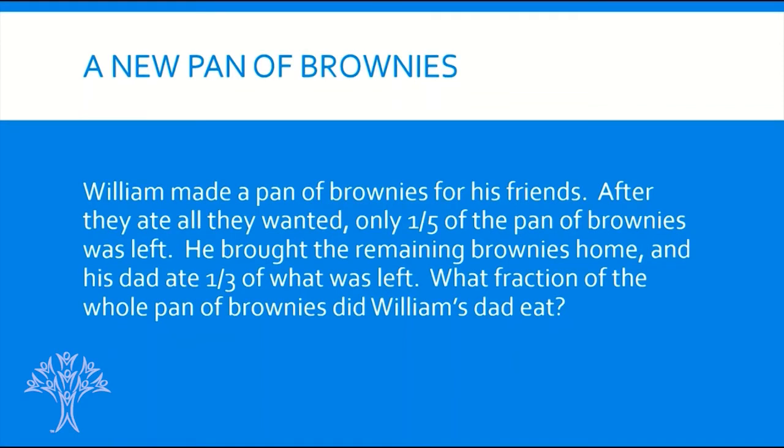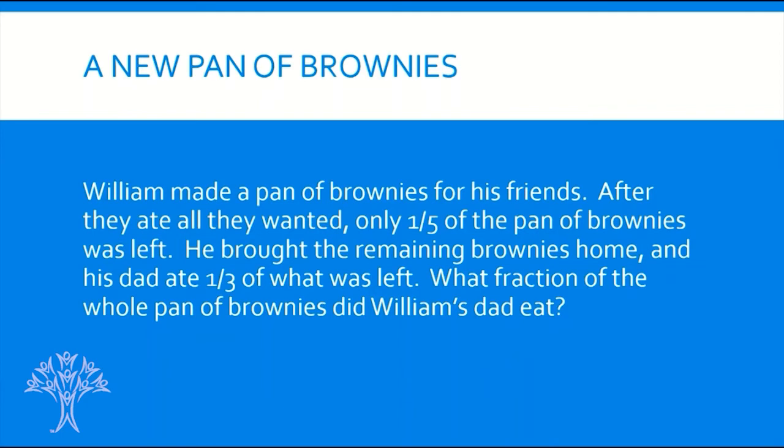He brought the remaining brownies home, and his dad ate 1/3 of what was left. What fraction of the whole pan of brownies did William's dad eat? Let's draw an array to represent the brownies. The first decision we need to make is what dimensions we should draw. The story doesn't directly tell me about this. It would be nice to find an amount that would work nicely with both fifths and thirds.